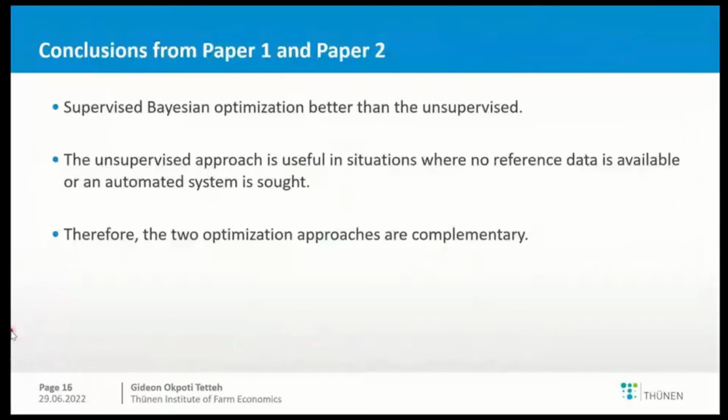So my conclusion from the first two papers is that supervised Bayesian optimization performs better than the unsupervised approach. But in cases where there's no reference data, then the unsupervised approach is obviously inevitable. Therefore, I would say those two methods I developed are complementary to each other.